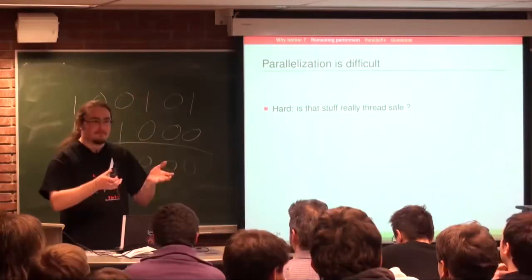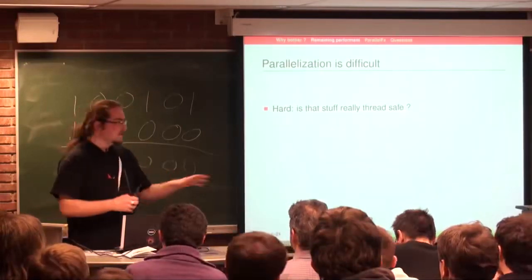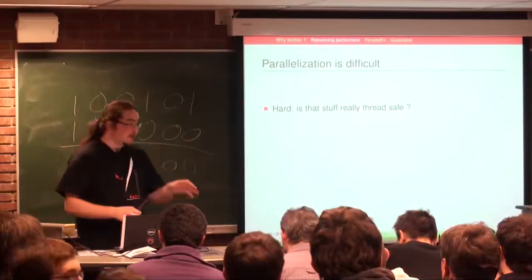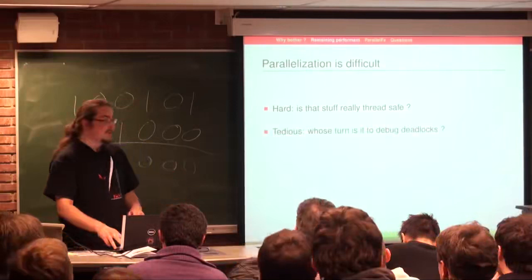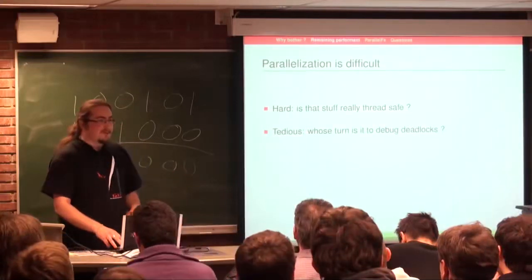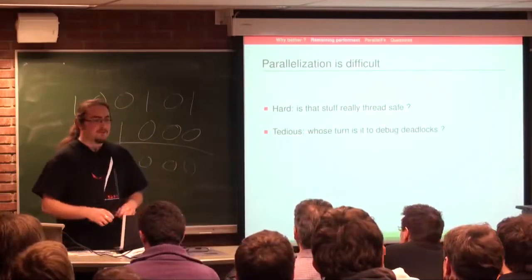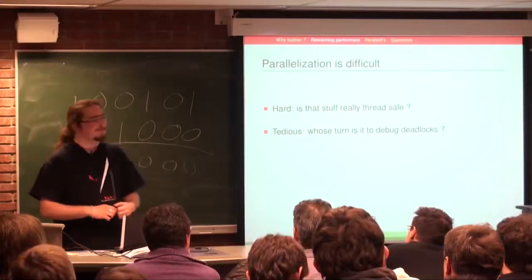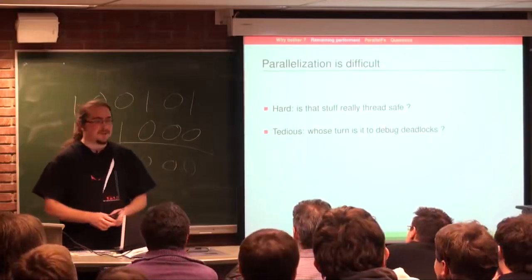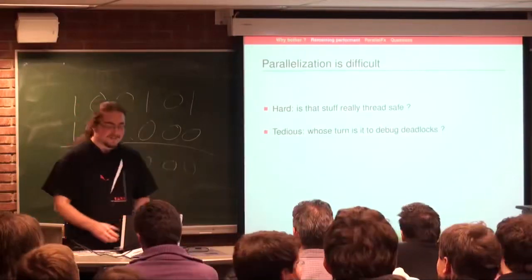called by multiple threads? Am I taking the lock in the right way? Am I releasing them in the right way? Because it's tedious to do that. I suppose everyone who has ever done multi-threading programming at some point had to debug deadlocks. And I'm pretty sure we'll agree that it's not a really nice business.